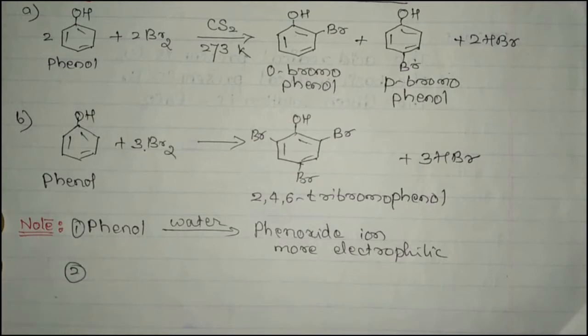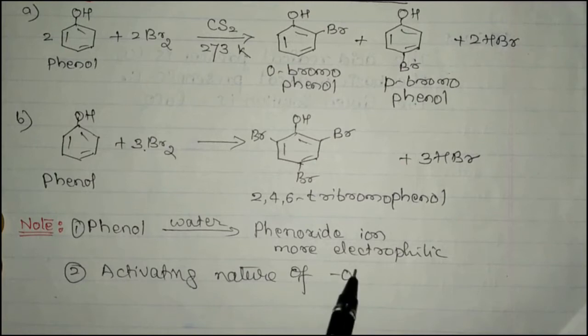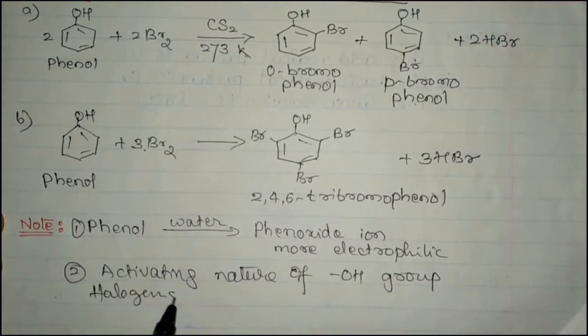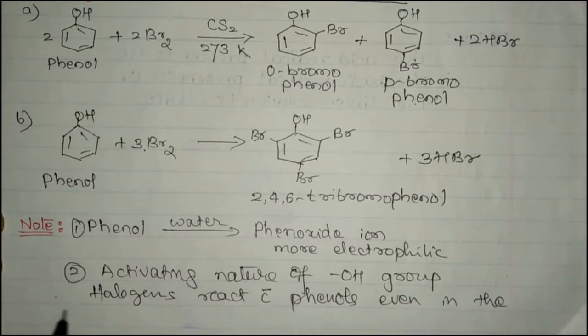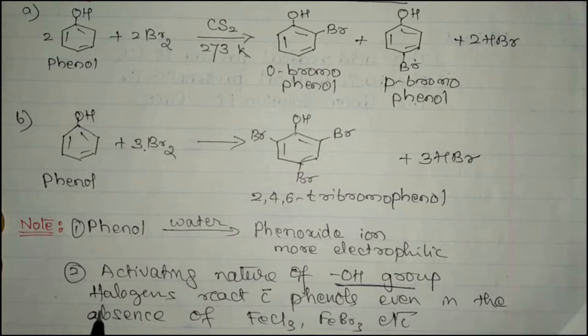And the second point: due to the activating nature of the OH group, halogens react with phenols even in the absence of a halogen carrier such as FeCl3, FeBr3, etc. Because the OH group is ortho and para directing as well as activating, halogens do not require halogen carriers such as Lewis acids like FeCl3 and FeBr3. This is about the halogenation of phenol.